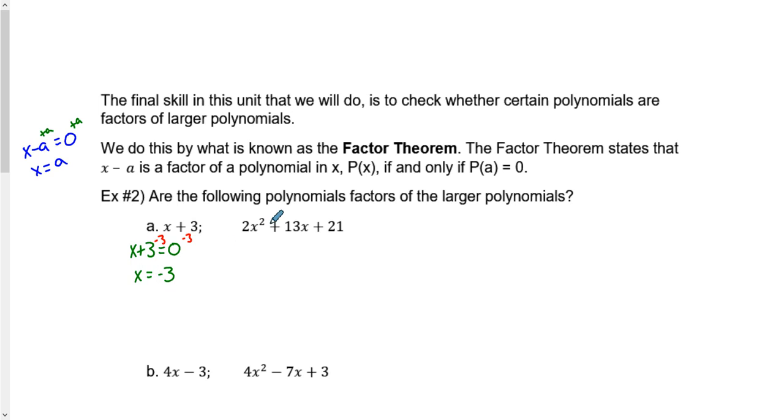We're going to plug -3 in for each of these x's to see if it comes out as 0. So we're going to plug -3. Actually, I'm going to stick with green. We're going to plug -3 into here to see if it actually comes out as 0. So plug -3 in. Plus 13 times -3.